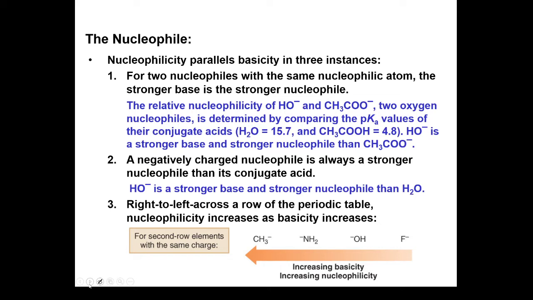Leaving group is better if it's more acidic. Nucleophile is better if it's more basic. So my leaving group gets better as I move to the right across a period, and my nucleophile gets better as I move to the left. So carbon is a horrible leaving group, but it's a great nucleophile compared to nitrogen, compared to oxygen, compared to fluorine.